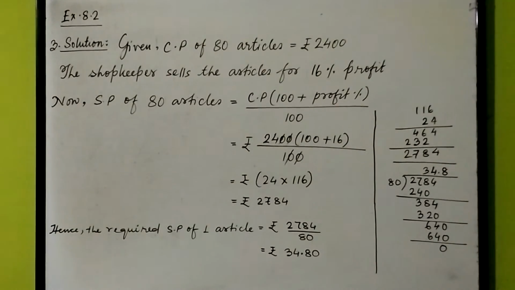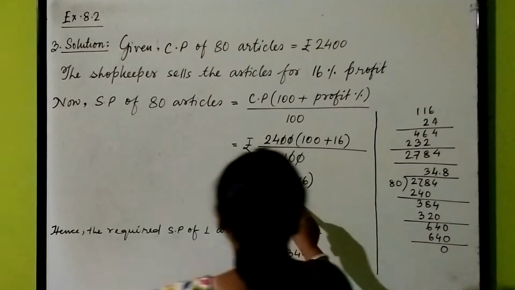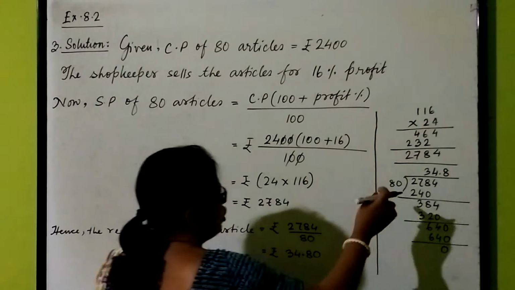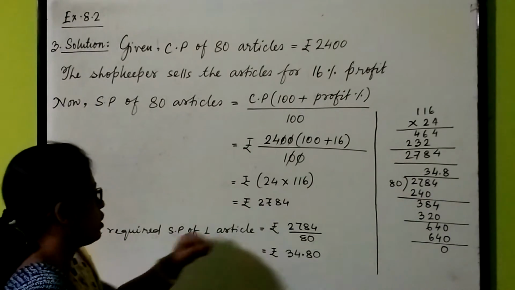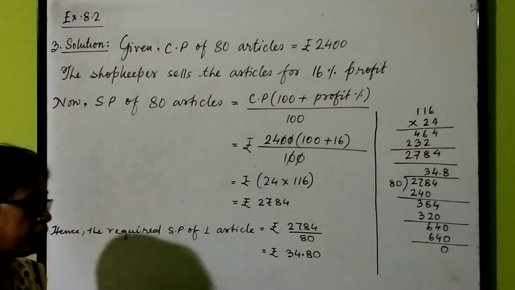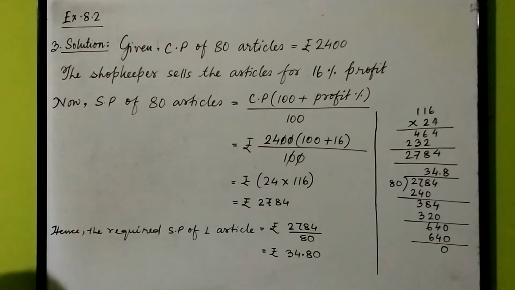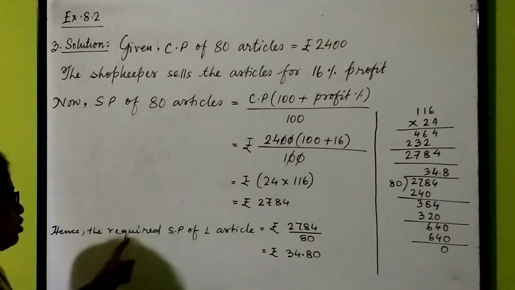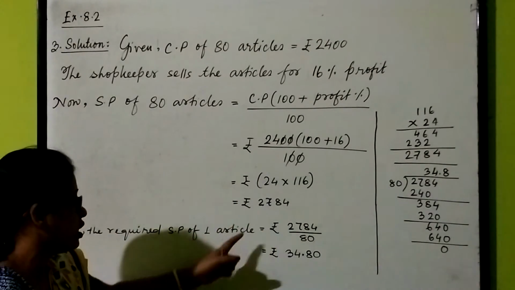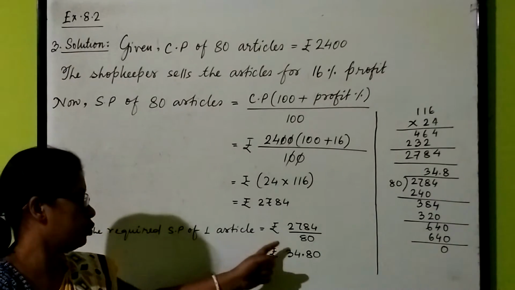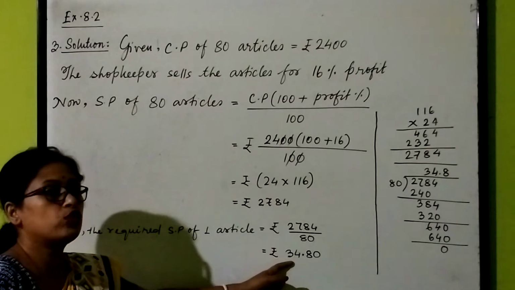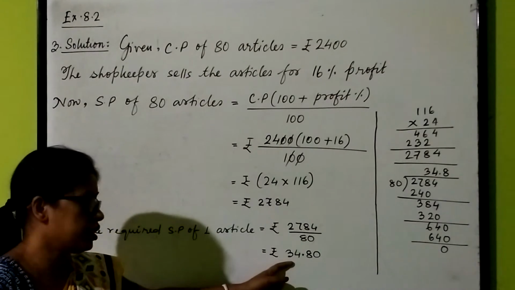Now we have done the multiplication here in the rough. We have got the answer 2784. Rupees 2784 is the SP of 80 articles. But you are asked in the question the SP of one article. So the required SP of one article is rupees 2784 divided by 80, that is rupees 34.80. Am I right?